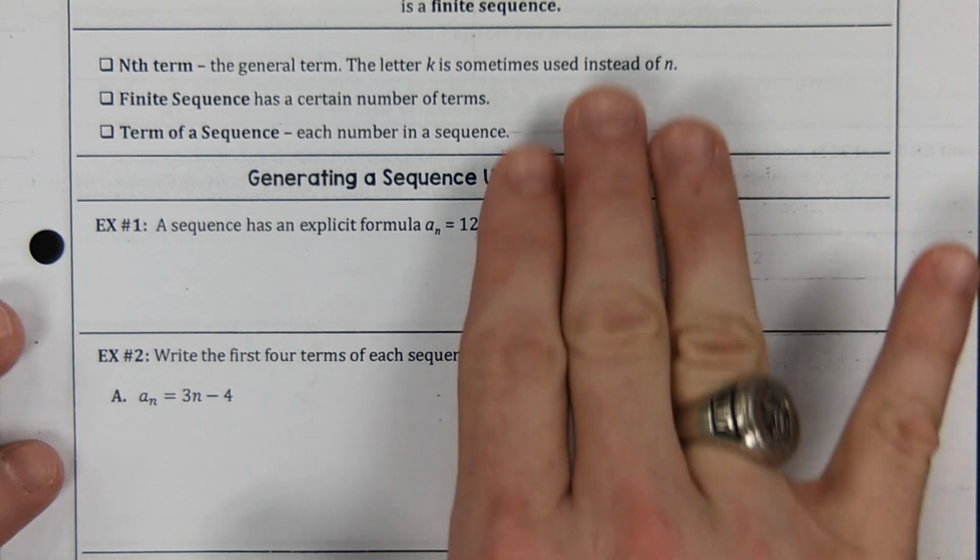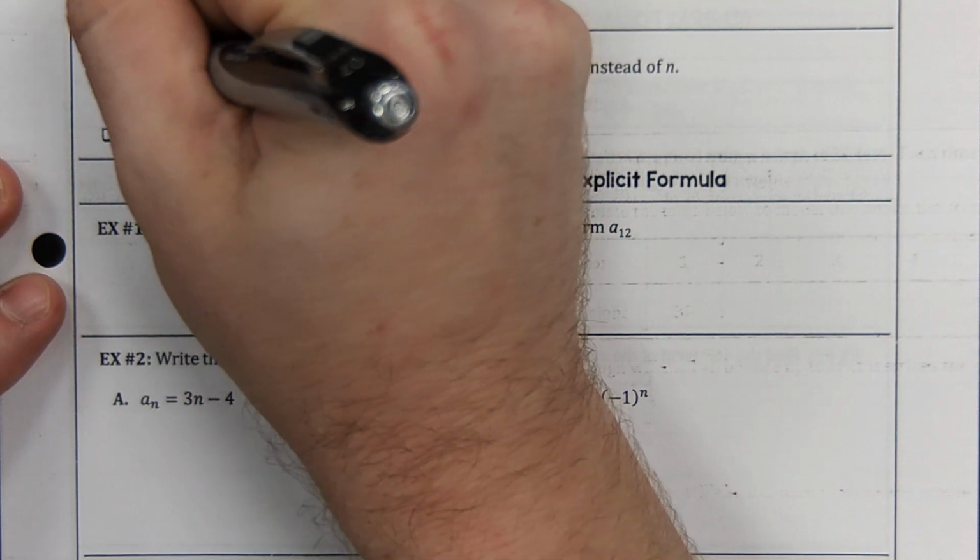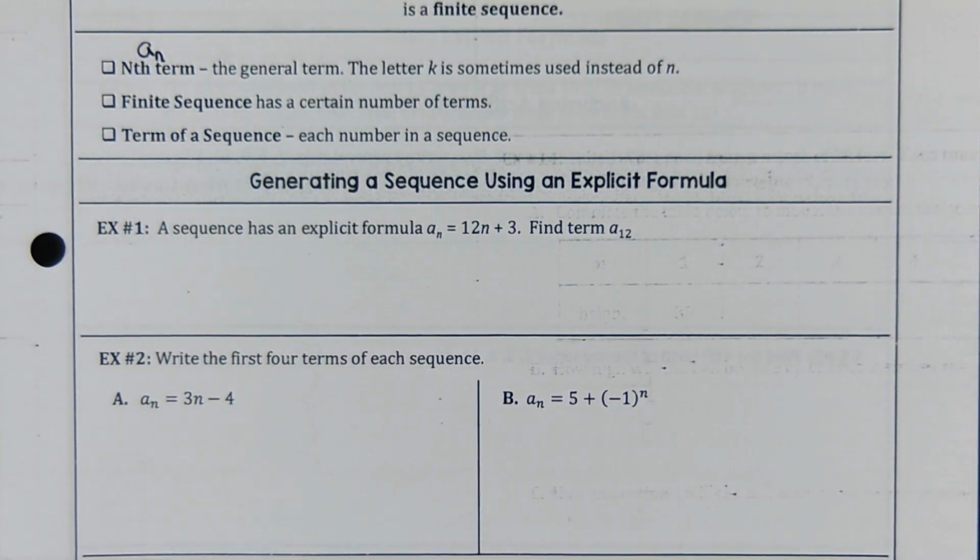Anyway, academic vocabulary that you must know. The nth term. If I say the nth term, I'm literally saying a sub n. The nth term, meaning I don't know which one it is. Is it the 5th term? Is it the 8th term? Is it the 105th term? I don't know. We can also call it the general term, which will often be how we get our equations, what we're calling our functions, our models for the sequence. Sometimes the letter K is used instead of the letter N. I'm going to basically only ever use the letter N, where N stands for the term number.